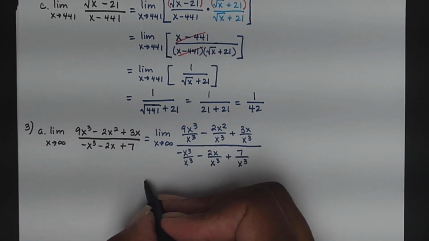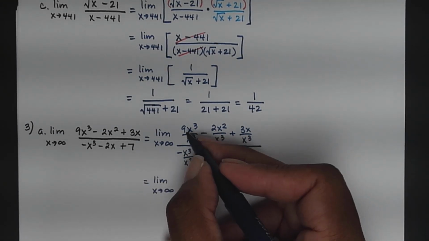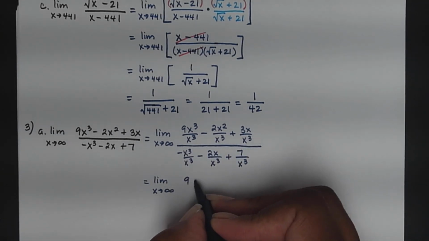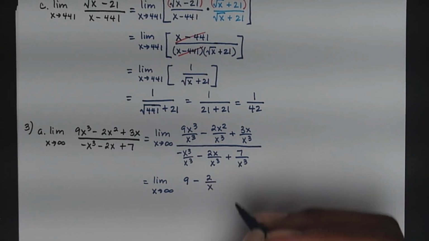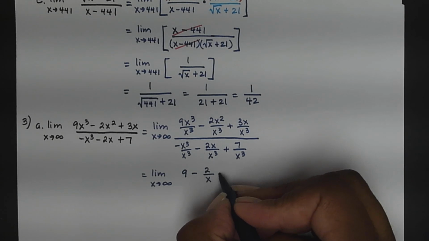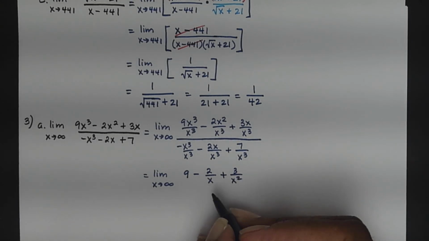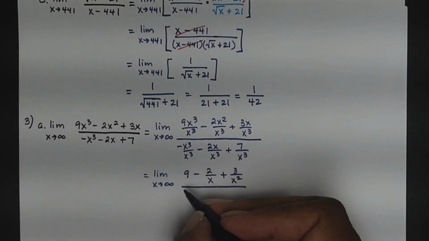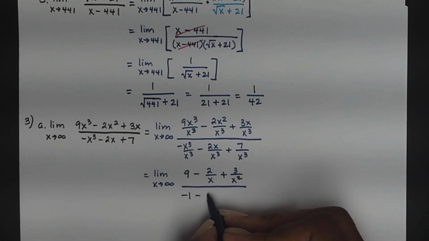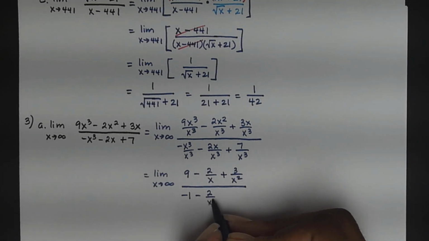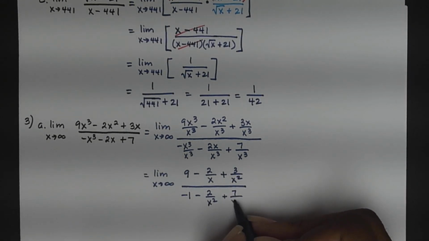And then if I simplify all of this, I'm going to bring down the limit as x approaches infinity still. 9x cubed divided by x cubed would just be 9 minus 2x squared divided by x cubed, that would be a 2 over x, because one of the x's will be in the denominator. Then plus 3x divided by x cubed, that would be 3 over x squared. All that's divided by negative x cubed divided by x cubed would be negative 1 minus 2x divided by x cubed. I'll have a 2 in the numerator, but 2 of the x's will be in the denominator, so it'll be 2 over x squared plus bring over the 7 over x cubed.